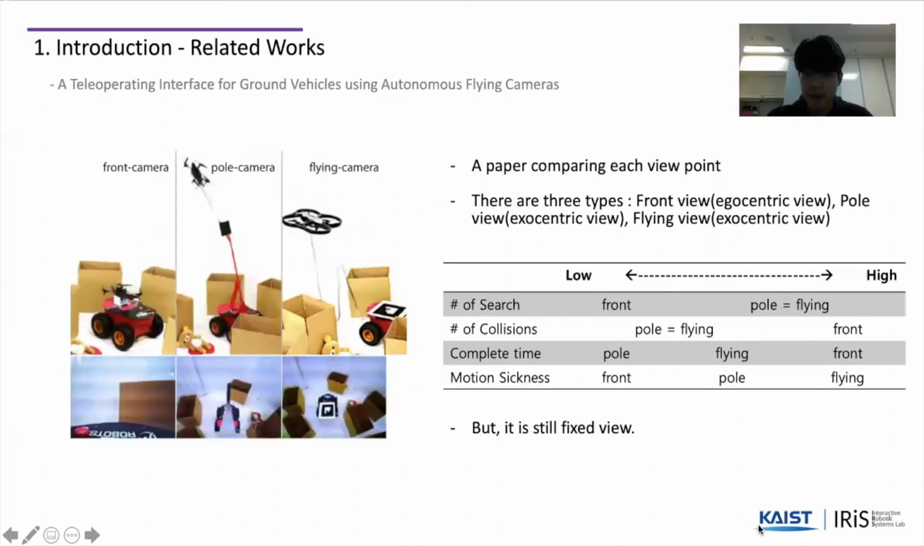Before getting started, we found another paper comparing each viewpoint in SAR teleoperation missions. They compare three types of view: front camera view, pole camera view, and flying camera view. In the number of victims found, front camera view is worst. And the number of collisions when moving, front camera is also worst. The other features are shown in the table, but in all cases they still provide a fixed view.